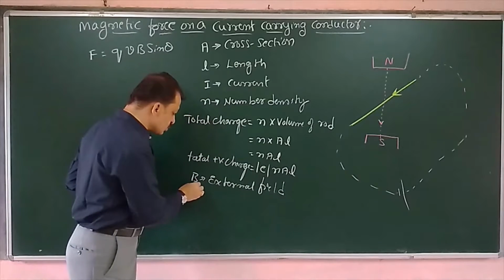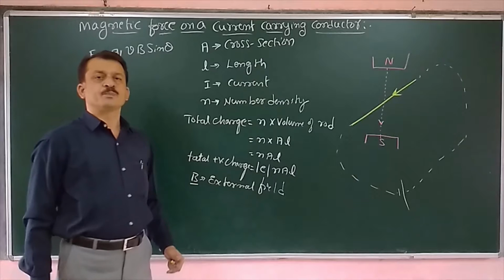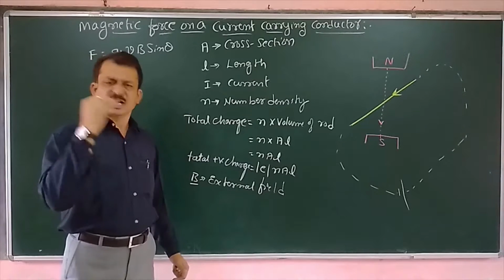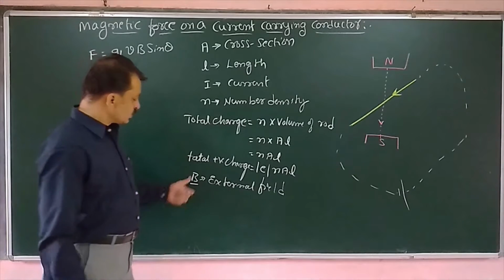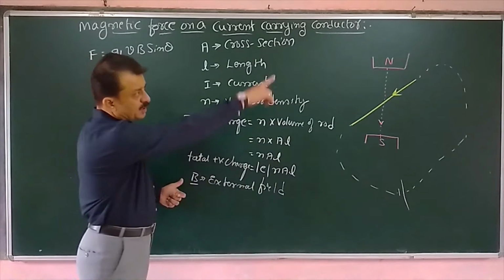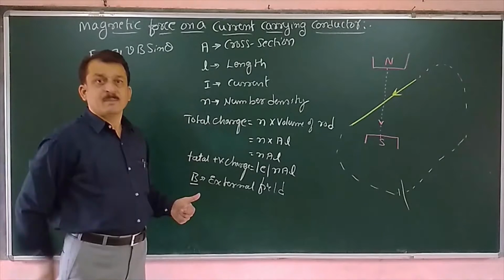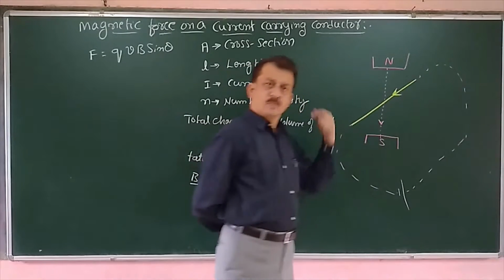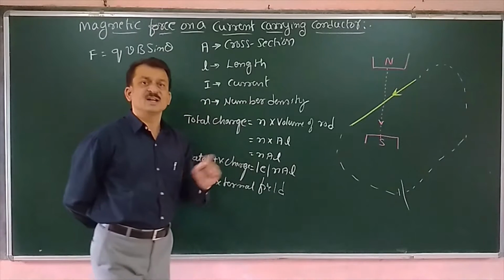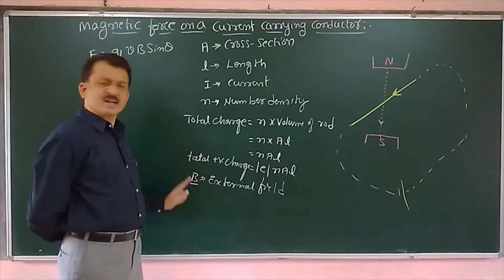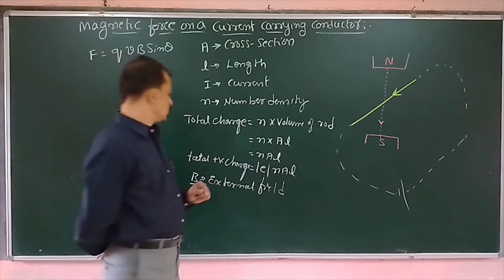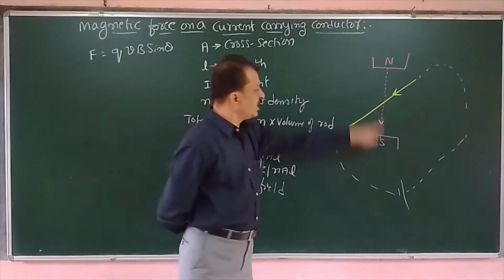Now you are not supposed to confuse this B with the magnetic field produced by the motion of the charges. Okay. So this B is the magnetic field that we are applying from outside. But the motion of charges also produces a magnetic field, and we are not considering that here. We are considering the external field only. Clear? Okay. Now we have applied an external field.